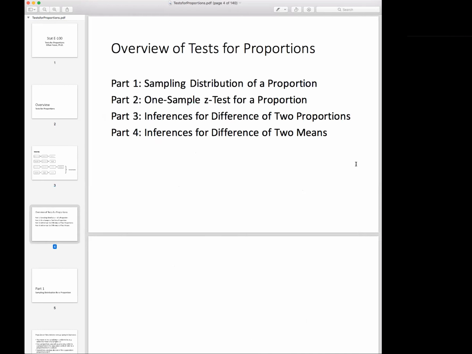So just to touch on the overview of this lecture, we'll talk about the sampling distribution of a proportion, one sample z-test for a proportion, inferences for the difference of 2 proportions, and inferences for the difference of 2 means. This is a similar lecture to what we had last week with the test for means, except now we're just dealing with proportions.